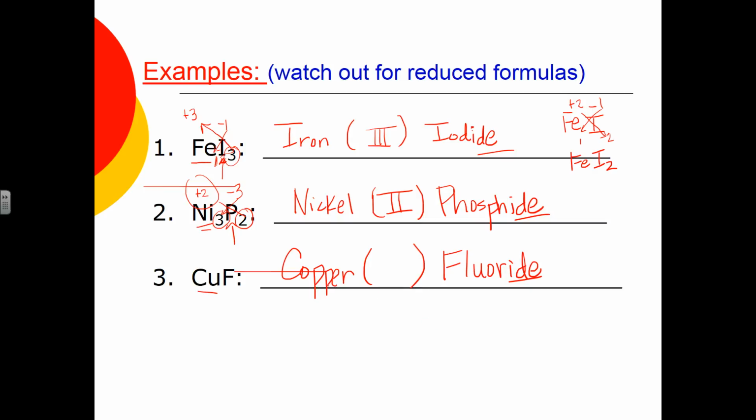Let's decide what charge copper used in this formula. Start with the fluorine. Fluorine's a halogen. That means he always has a -1 charge. So when you look down, you see that he did in fact cross a 1 down. That means that copper also crossed a 1 down. So we are going to say copper, Roman numeral 1, fluoride.